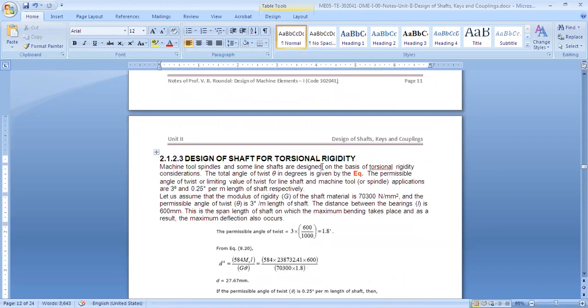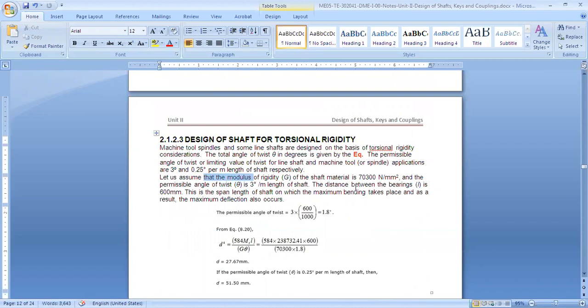Now let's do the same design. Now what have they given? They have given that G, the modulus of rigidity, is 70,300 Newton per mm square. The same problem is there. The allowable permissible twist is 3 degrees per meter length. So per meter, it is allowed to twist 3 degrees. If it is a 2 meter length shaft, then it is allowed to twist by 6 degrees, or if it is half a meter, then it is allowed to twist by 1.5 degrees. So you have to find out per meter what the twist allowed is, and that you should take.